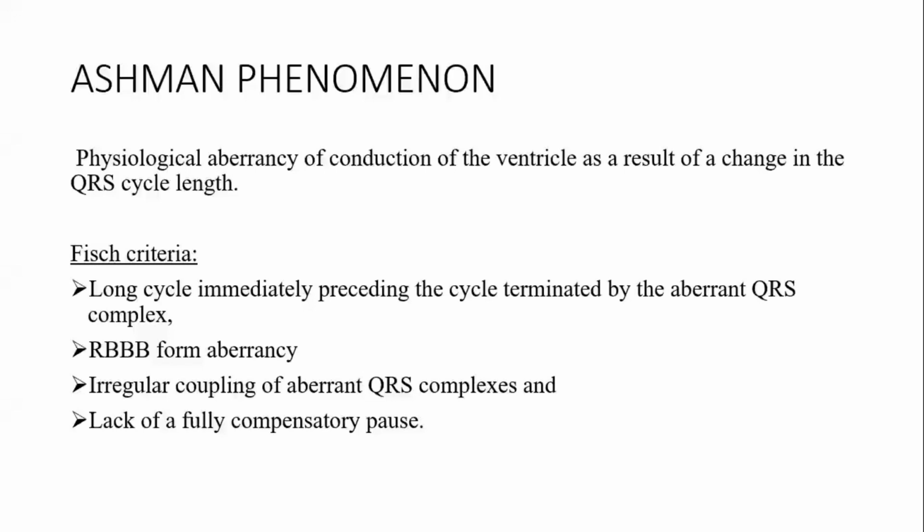the Ashman phenomenon is physiological because it has nothing to do with disease. It's just what the system is facing at that moment in time. So it's an aberrancy because of this long-short cycle. One beat is going slowly and suddenly the next beat is going pretty fast. So the conduction system doesn't give way, and a part of the conduction system blocks. In this case, a bundle branch block was happening. It was a right bundle.